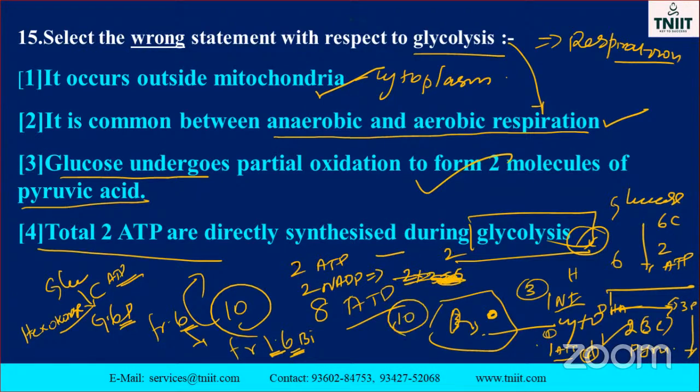So 2 ATP molecules are synthesized per cycle. So 2 into 2, 4 it will come. 2 NADH equals 2 times 3, so total is 6. So total 10, of which the first 2 are utilized. So the remaining 8 molecules of ATP are the net. So this is the correct way.